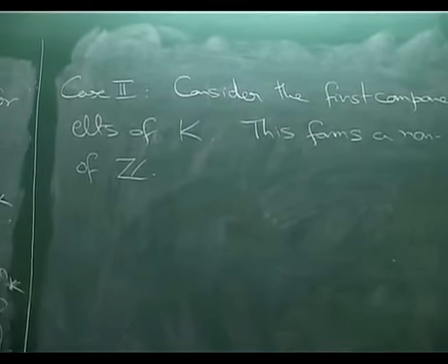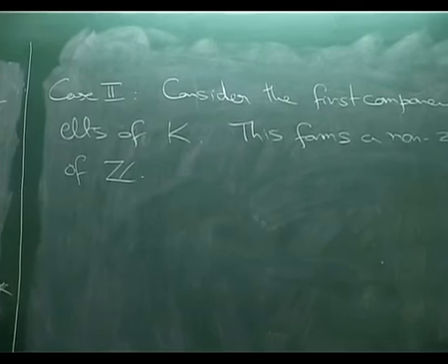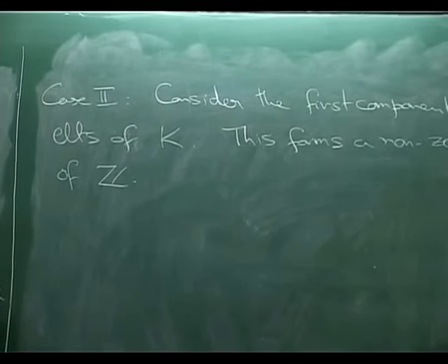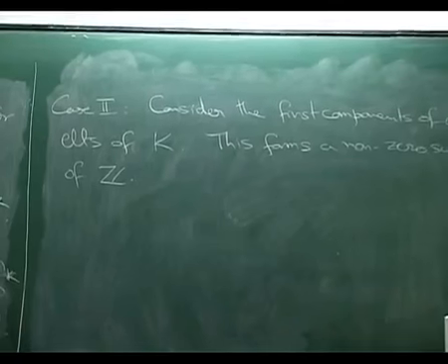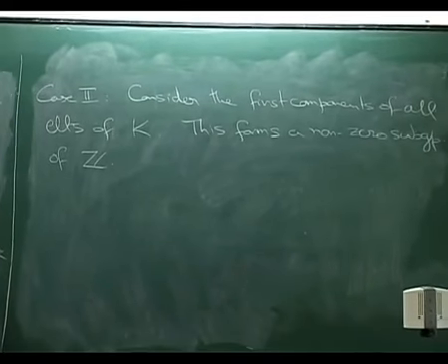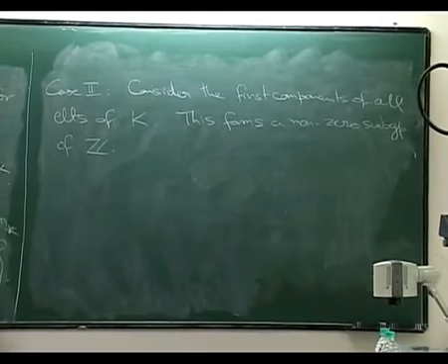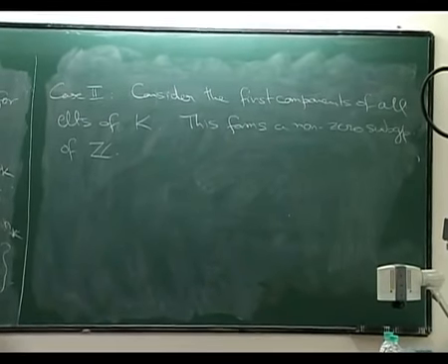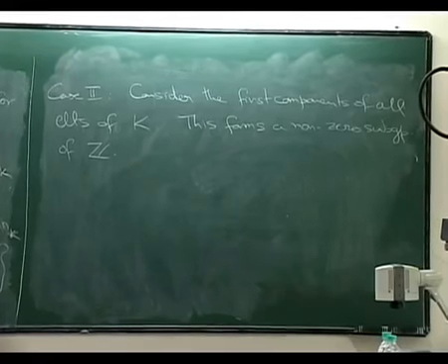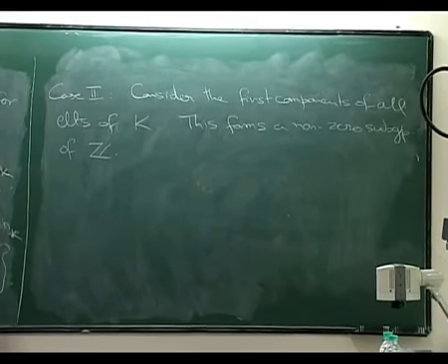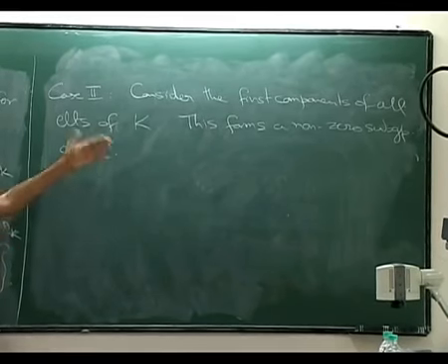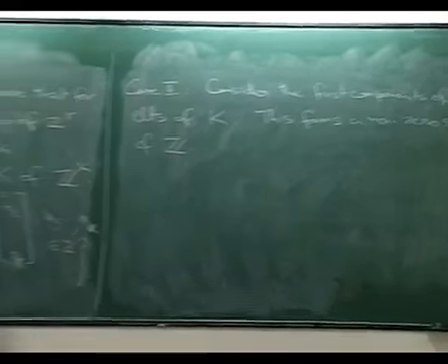Why? Because if I take two elements, suppose this is the first component of this element, and this is the first component of this element. When I add these two, the sum will be the first component of the sum of those two elements. The difference will be the first component of the difference of those two elements. So it's very clear that the first components of all elements of K form a subgroup of Z, and it's non-zero because we are not in the first case.